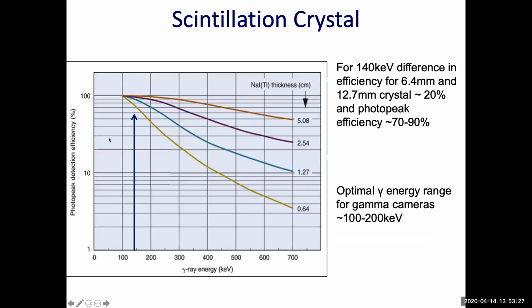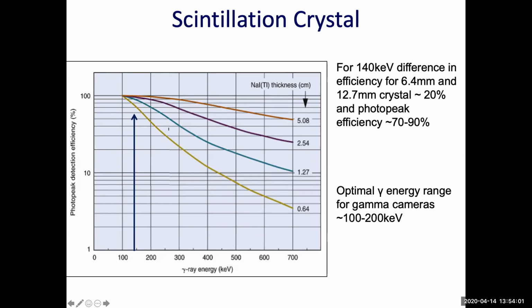This is the intrinsic sensitivity of sodium iodide crystal as a function of energy for several crystal thicknesses. The gamma camera is nearly, as we can see here, 100% efficient for energies up to approximately 100 keV or about 140 keV for all crystal thicknesses. The efficiency is almost 100%.